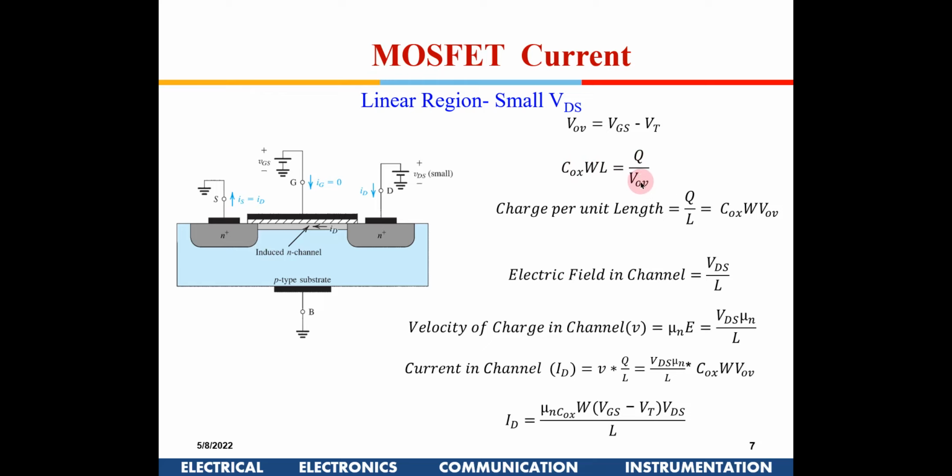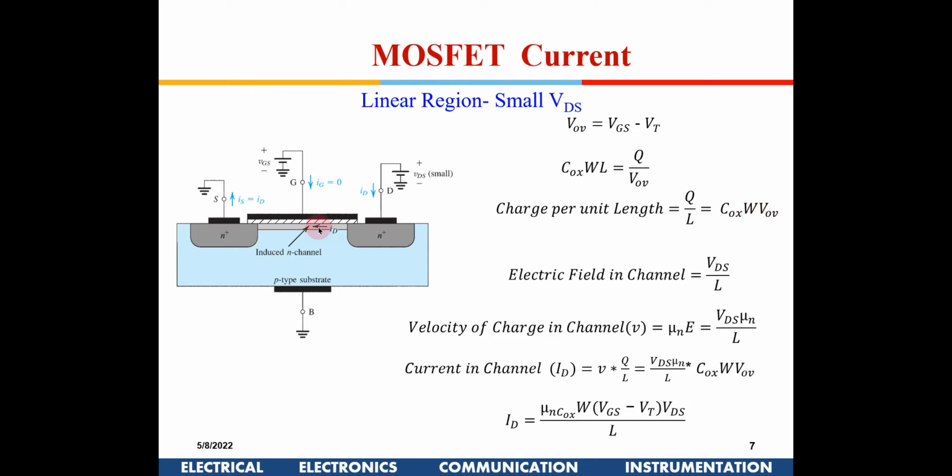Now in the overdrive voltage we are removing VT, because a portion of the VGS will be utilized to create the channel. So that much voltage is not available to us. Only the voltage above that is available for creating the extra charge here. That is why we are taking VGS minus VT. So charge per unit length is Q divided by L, which will be COX times W times V overdrive. So we get one equation here.